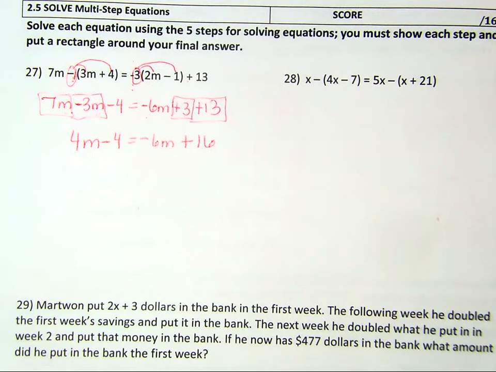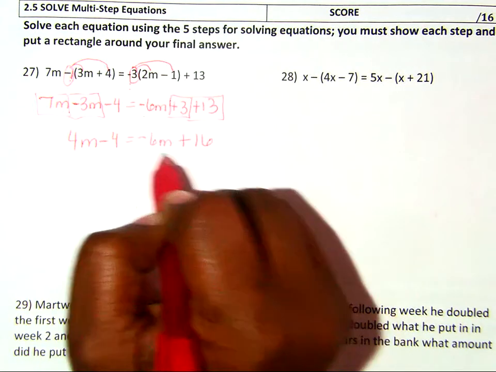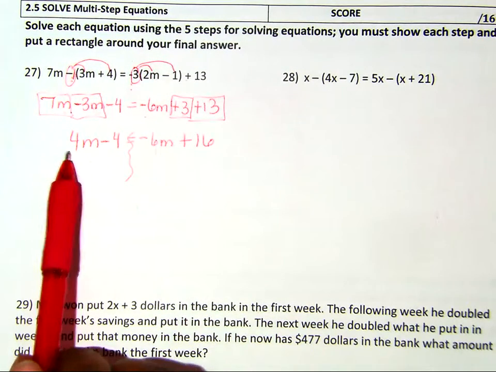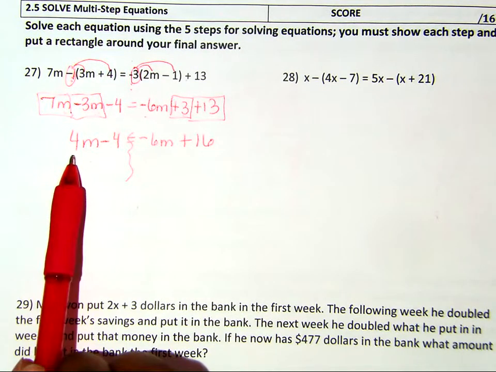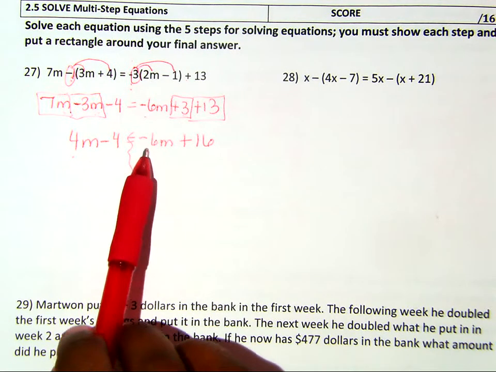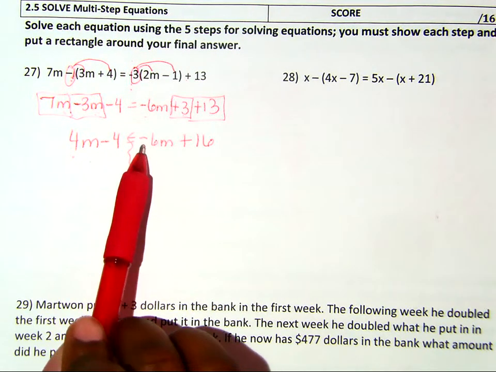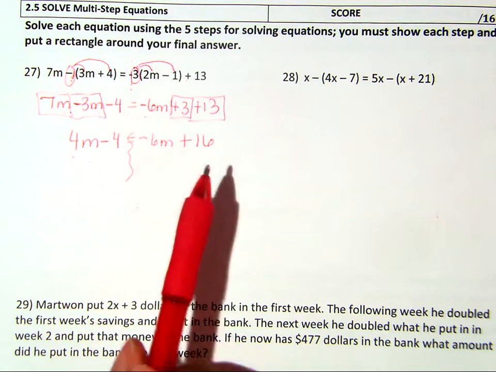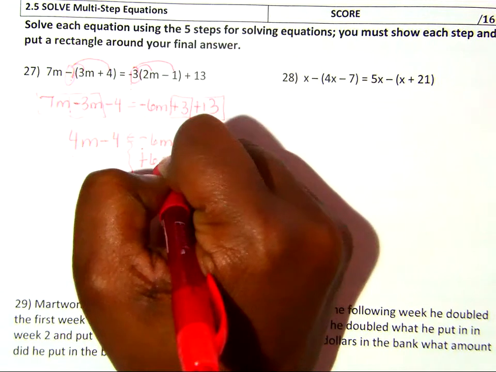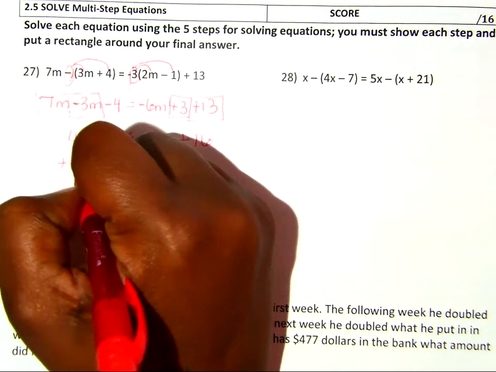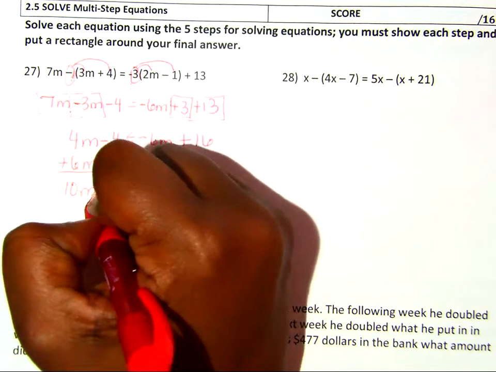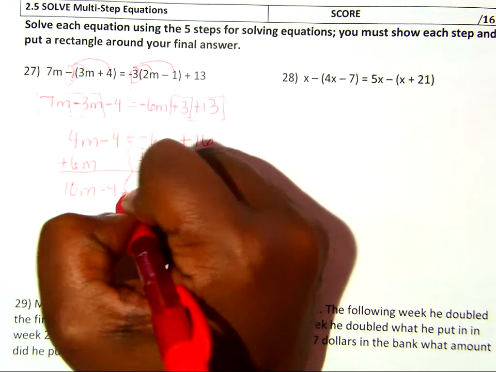It's time to rewind. I'm going to move my term with the smallest coefficient. So I'm actually going to move the -6 because negative is smaller. I want to get rid of those. The opposite of -6m is plus 6m. What I do to one side, I have to do to the other. So 4m plus 6m is 10m minus 4 equals, this cancels, 16, or plus 16.